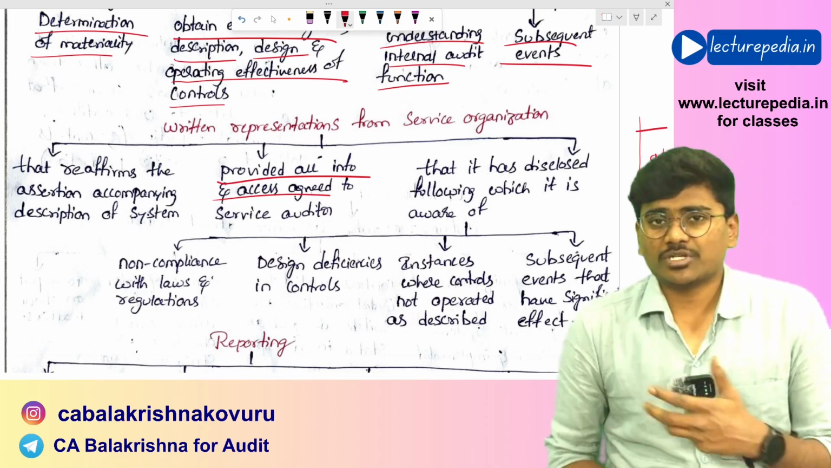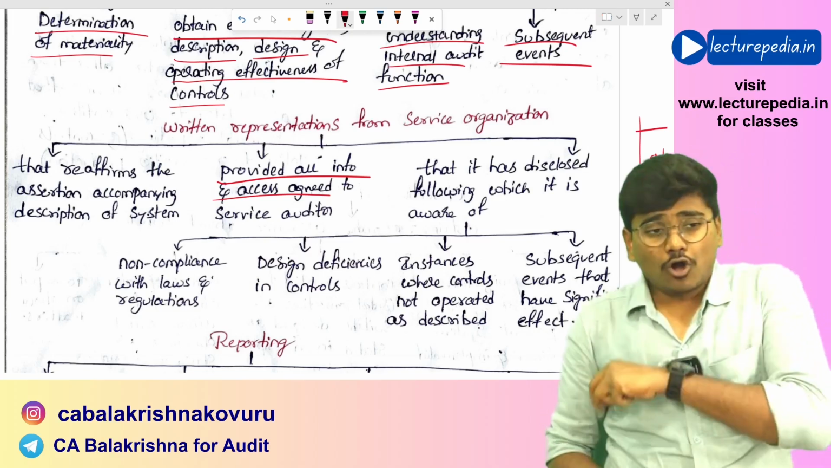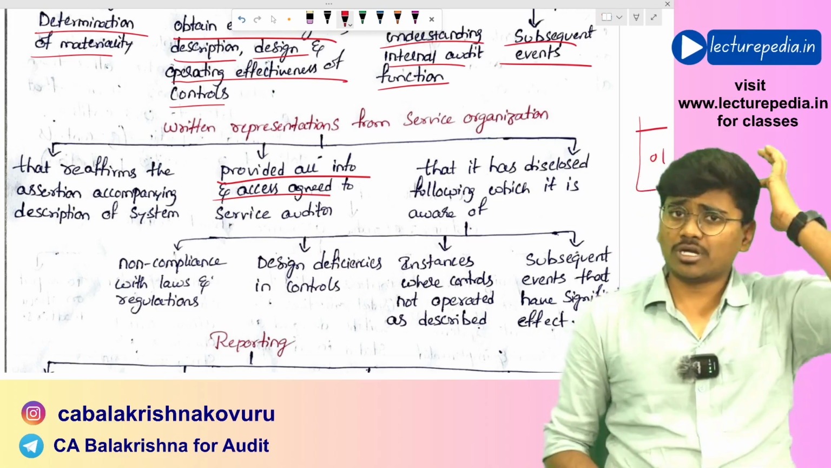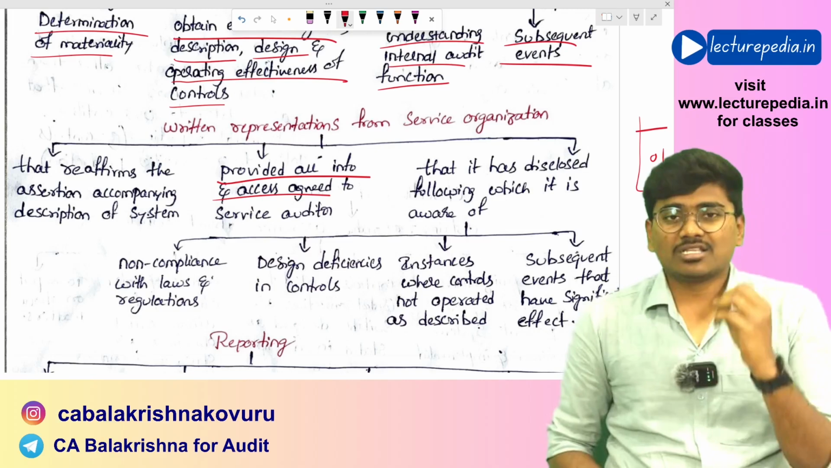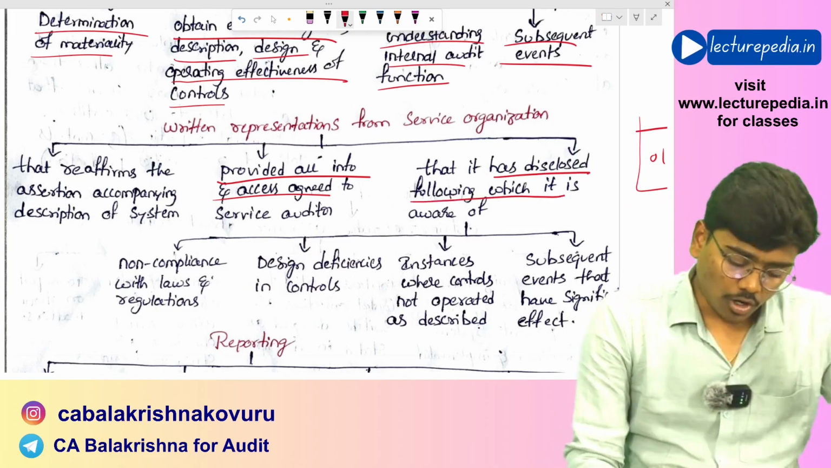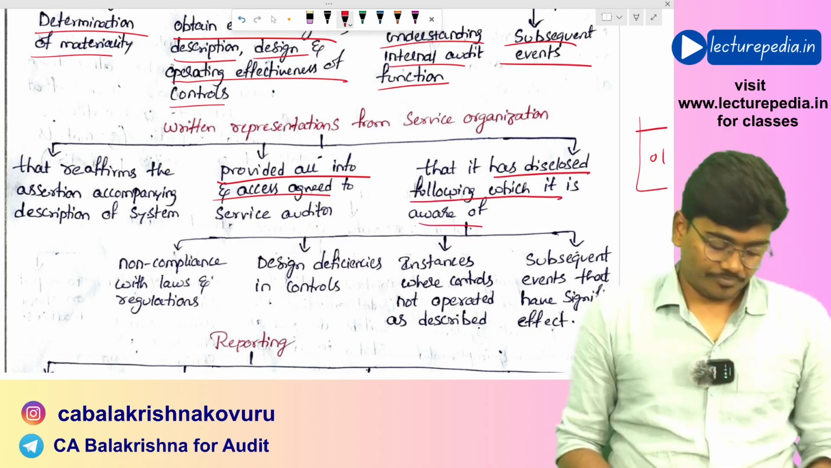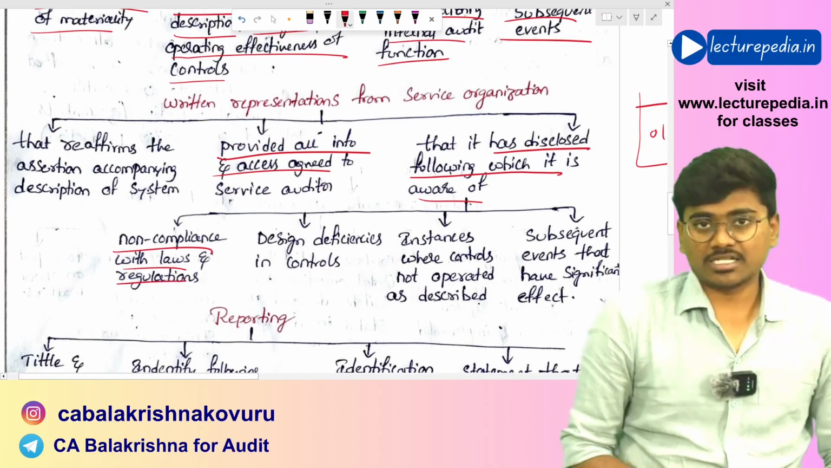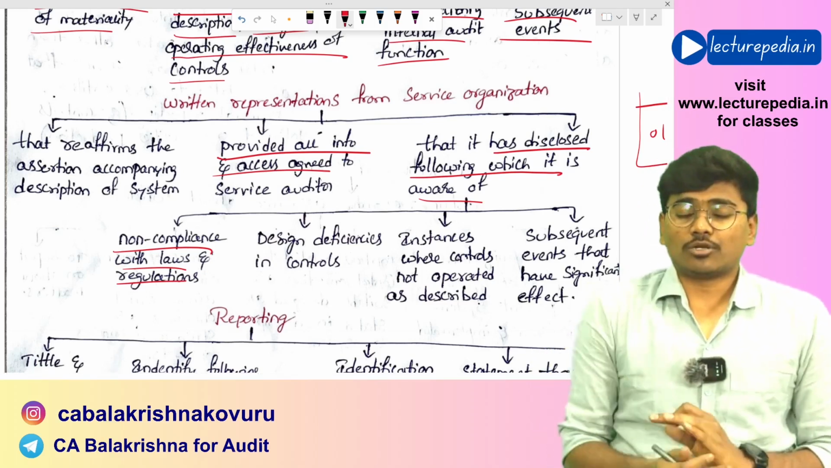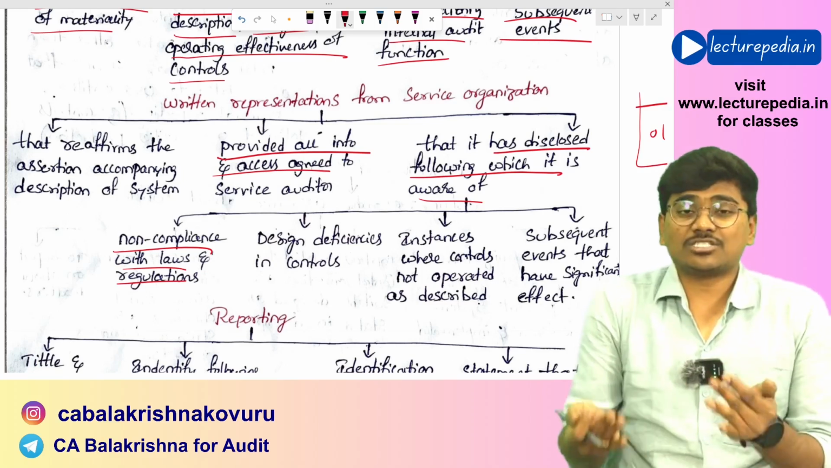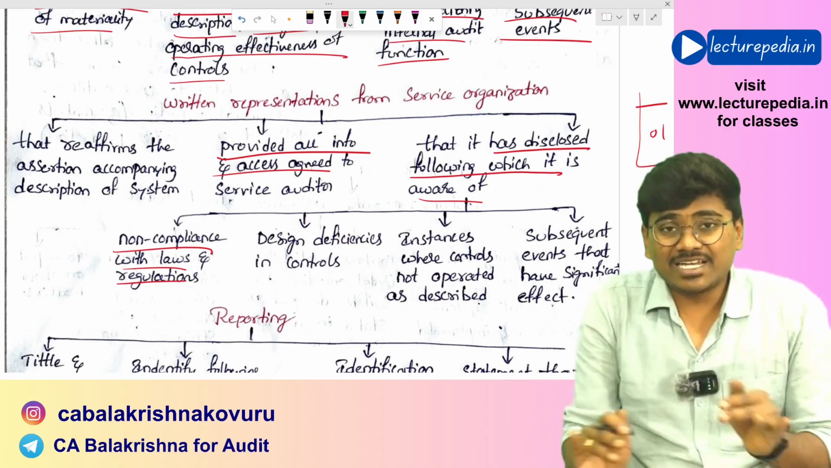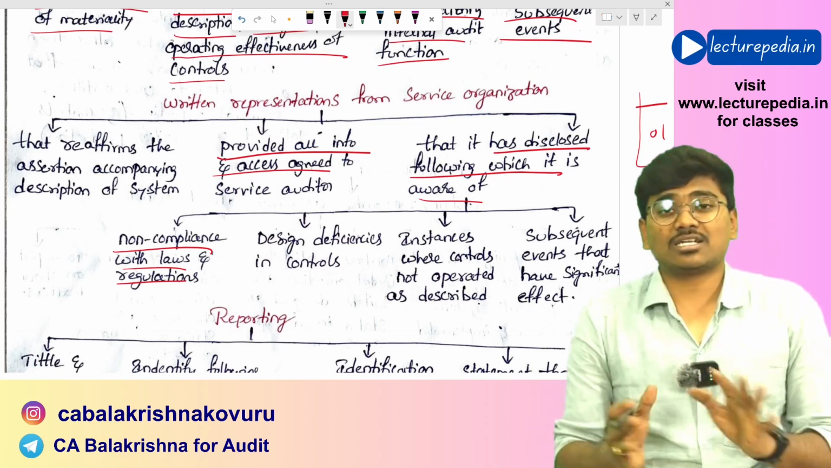Management has to give written representation to the auditor that they have provided all the information and provided access to all the agreed upon activities. Regarding this, a written representation must be given, and also management has to give a written representation that it has disclosed all of the following which is known to it. What are they? Non-compliance with laws and regulations. All the known non-compliance with laws and regulations have been disclosed to the auditor. We have not hidden any non-compliances which were known to us, and also we have disclosed all the known frauds. We have not hidden any frauds that are known to us. Regarding this, a written representation you need to give.